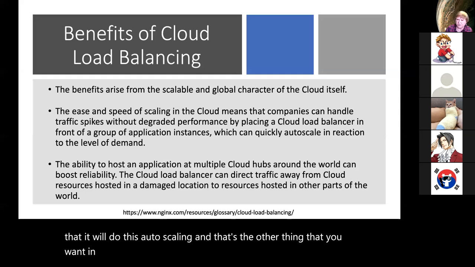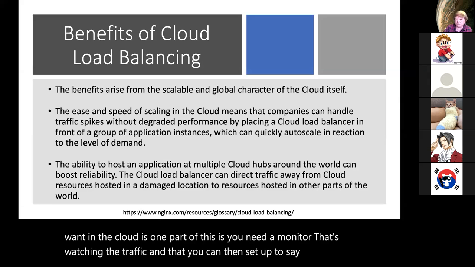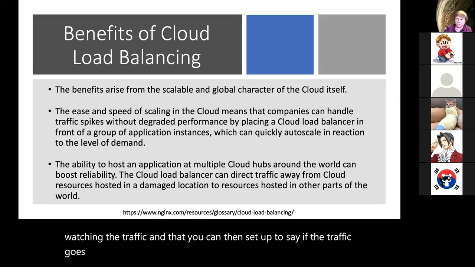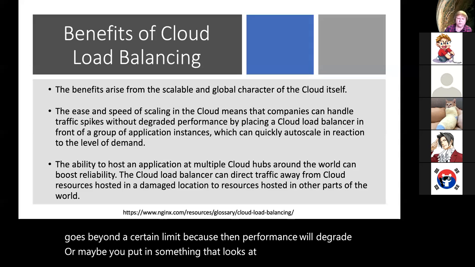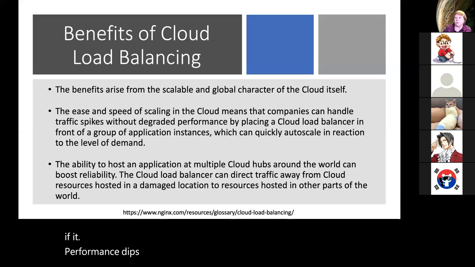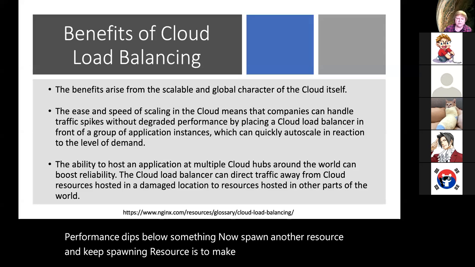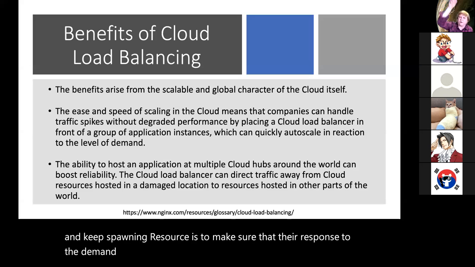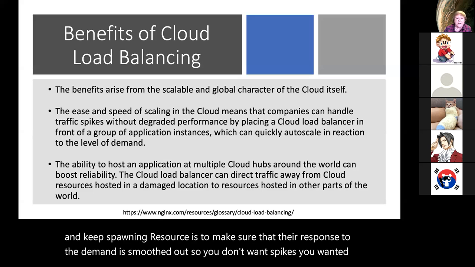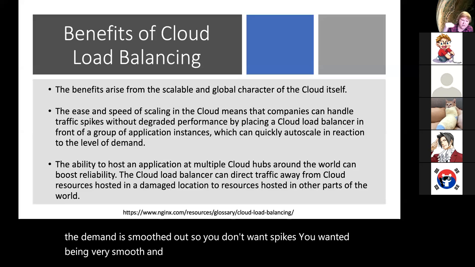One part of this is you need a monitor that's watching the traffic, and that you can then set up to say, if the traffic goes beyond a certain limit, because then you know performance will degrade. Or maybe you put in something that looks at performance and says if performance dips below something, now spawn another resource, right? And keep spawning resources to make sure that the response to the demand is smoothed out. So you don't want spikes. You want it being very smooth. And so you have the ability to put in more resources.